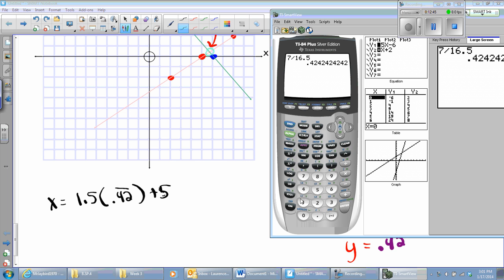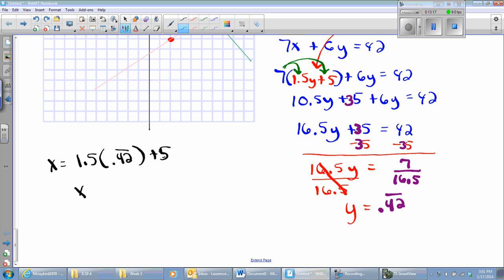So I'm going to go 1.5. And to show 0.42 repeating, I could do the fraction 7 divided by 16 fifths, or I could go like this, 42, 42, 42, and do it a bunch of times. And that'll be a pretty close estimation of what it's supposed to be. All right, and then add 5, and there we go. I'm going to get 5 and 63 hundredths repeating. So x is going to end up being 5 and 63 hundredths repeating.